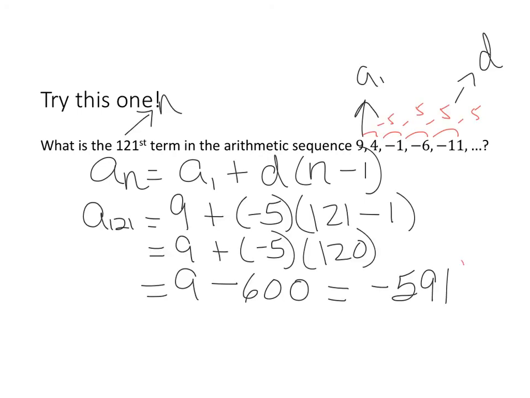Alright, here's what I got: a negative 591, so the 121st term in this sequence should be a negative 591. If you got something different than me, make sure that you tell me about it and we'll talk about it in class.